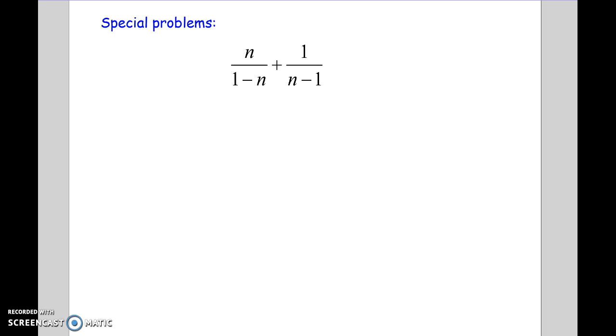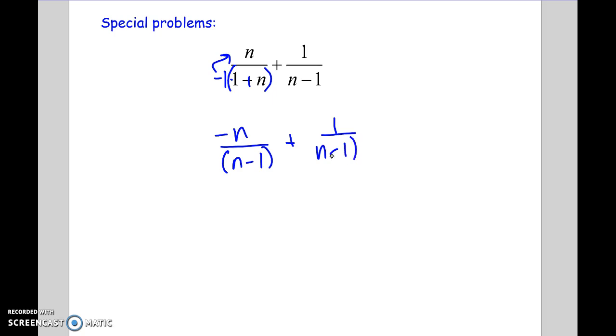Okay, so the last problem is called a special problem because we have opposite factors here. See, this n is negative, this n is positive. This one is positive, this one is negative. So in order to find our common denominator, simply, all we have to do is factor out a negative 1. Because if I factor out a negative 1, that'll make this one negative and this n positive. And in that case, I will now have common denominators if I move this negative 1 up. So now I have a negative 1 and a positive n minus 1.